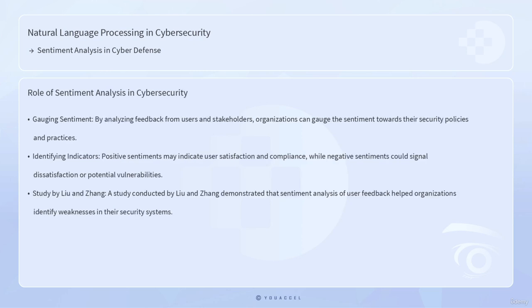In addition to threat detection, sentiment analysis aids in assessing the effectiveness of cybersecurity measures. By analyzing feedback from users and stakeholders, organizations can gauge the sentiment towards their security policies and practices. Positive sentiments may indicate user satisfaction and compliance, while negative sentiments could signal dissatisfaction or potential vulnerabilities. A study conducted by Liu and Zhang demonstrated that sentiment analysis of user feedback helped organizations identify weaknesses in their security systems, leading to targeted improvements and enhanced protection.